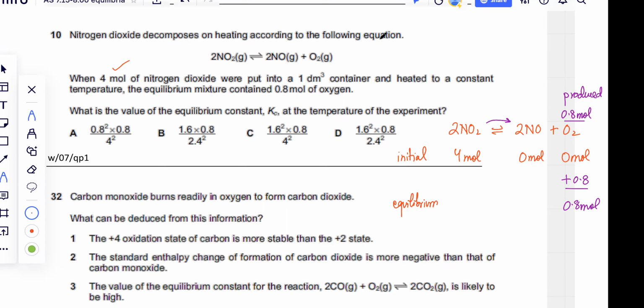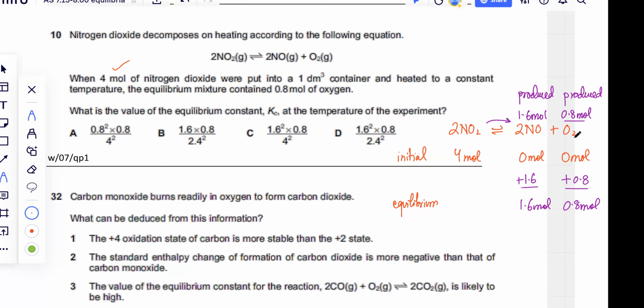Yes, sir. So if one O2 is produced, two NO is also produced along with it. So if 0.8 are getting produced, according to the ratio, 1.6 moles are going to be produced. So there's going to be an extra 1.6 moles of NO produced. Initially you didn't have any NO, now you've got 1.6. So the moles at equilibrium would be 1.6 moles.